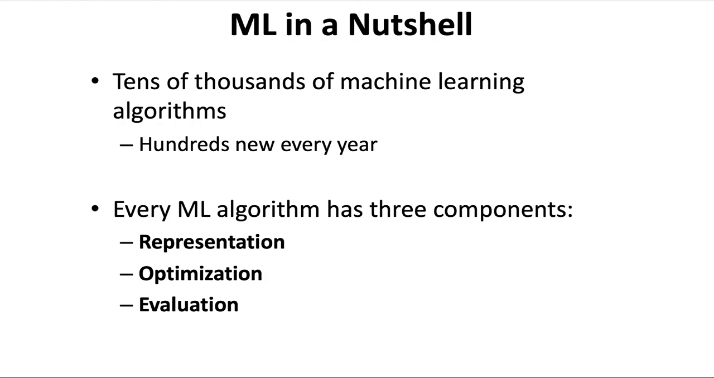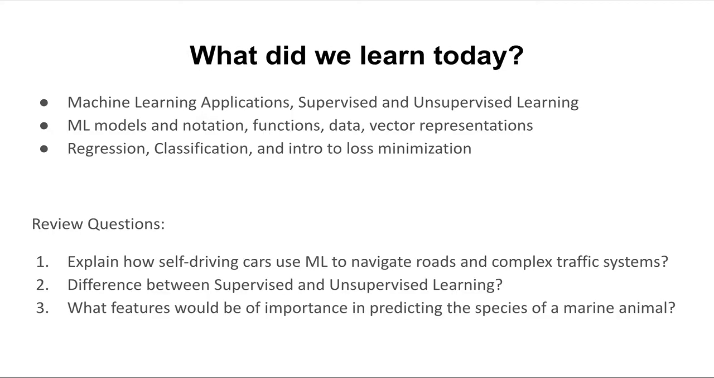We talked about this earlier when we discussed inference, right? Evaluating our model is applying our model to unlabeled examples, or examples where we don't know the output. These are the three major components of every machine learning algorithm. And so just a final review of what we did today. We talked about machine learning applications, supervised and unsupervised learning. We talked about machine learning models, notation, feature vectors, data representations, and functions. And we finished off by discussing regression and classification and the difference between these two machine learning algorithms.